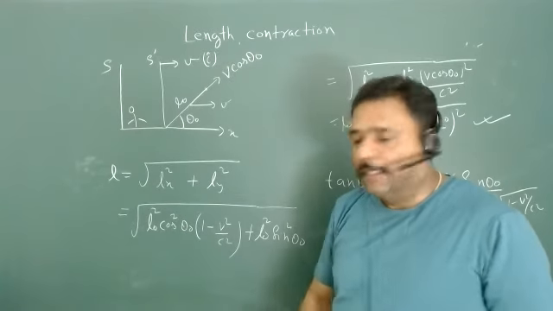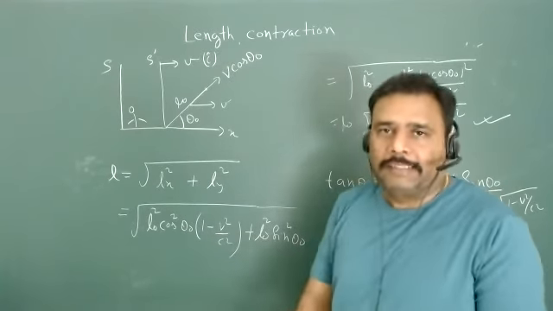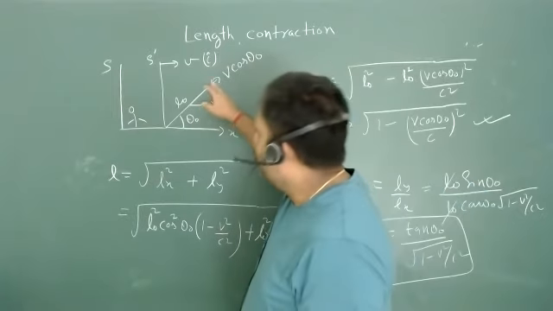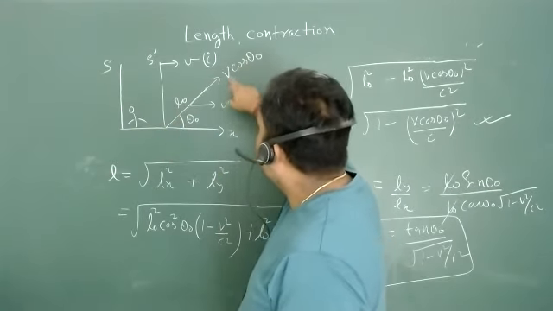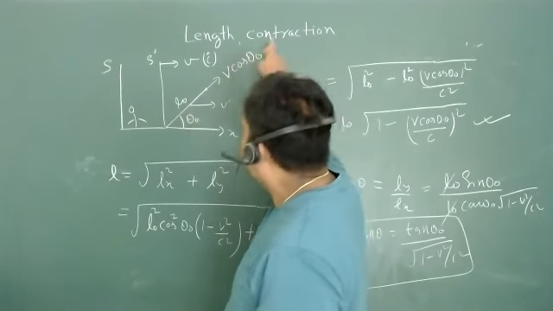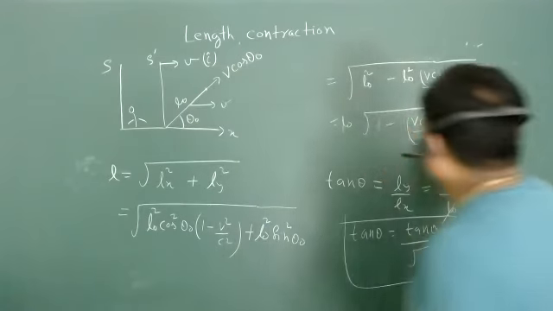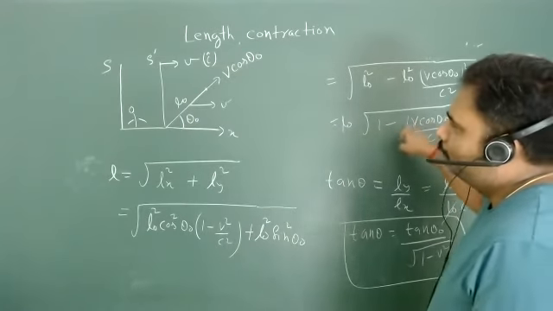So can we state this problem in a way that if proper length is L naught, and if it is moving with velocity v cos theta naught along the length, then this will be the contracted length, isn't it?